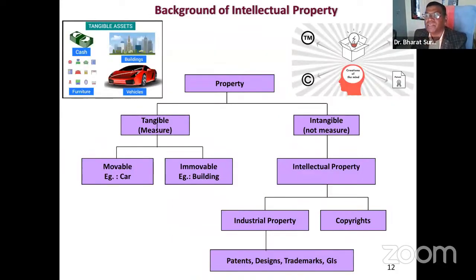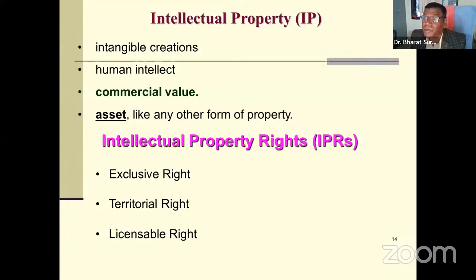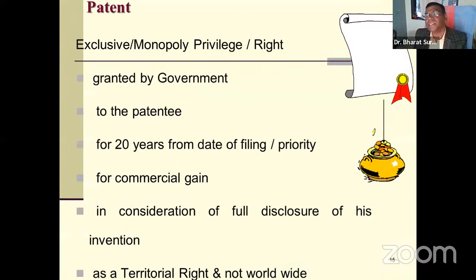Let us see the background of property. Property means our mind directly goes to the tangible form of property. We say I have a car, flat, plot, I'm rich enough. But there is another kind of property called intellectual property, an intangible form of property. In that we have industrial property and copyright. As ma'am told, the different kinds of IPRs are patent, design, trademark, copyright, trade secret, plant protection; all these are different kinds of intellectual property rights. So let us see what a patent is.